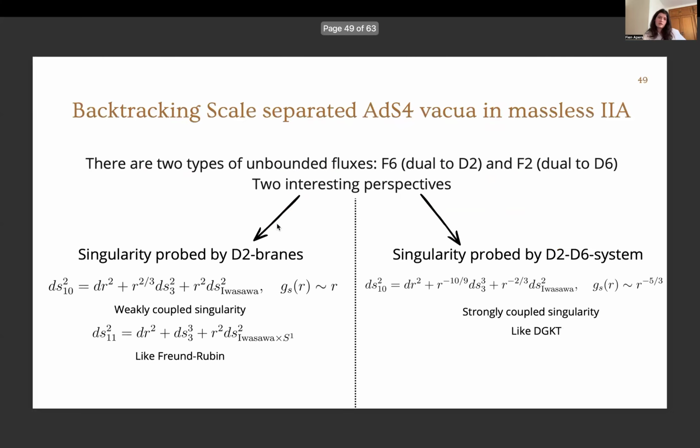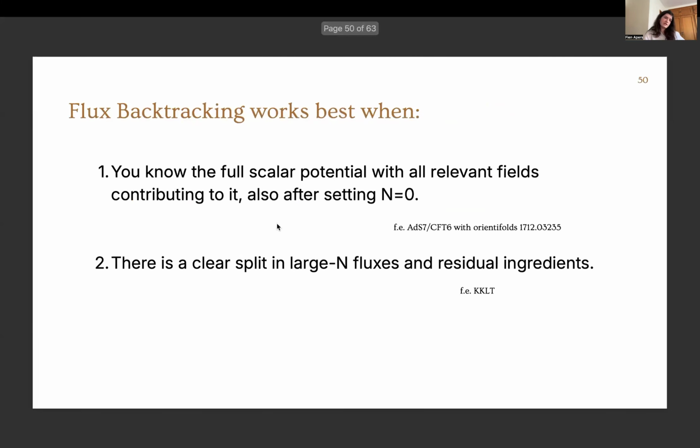So this flux backtracking procedure, I'm now applying it to scale-separated AdS vacua. It should be more generally valid, but I just want to mention two cautionary remarks. First, you need to know the full scalar potential to be able to do this. So you need to know the full potential and all the fields contributing to it, which might be relevant in the flow. And it should also stay okay once you turn off the flux. For scale-separated vacua, this is automatically satisfied, but if you have some consistent conjugation, this can become complicated.